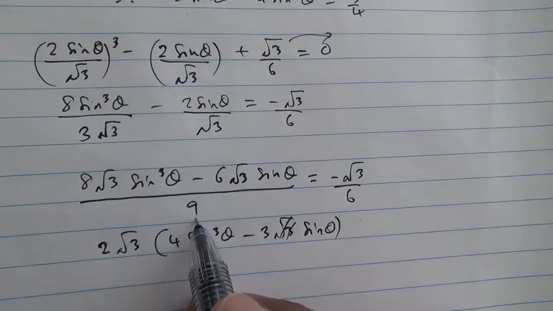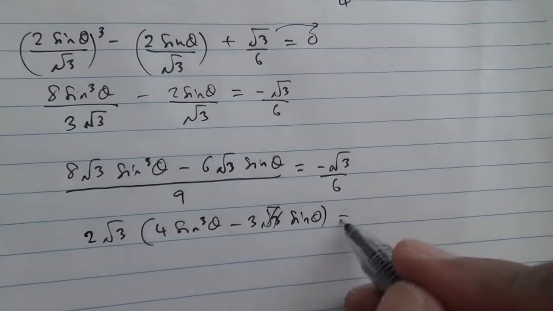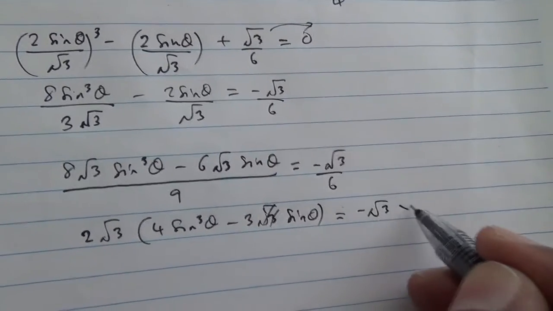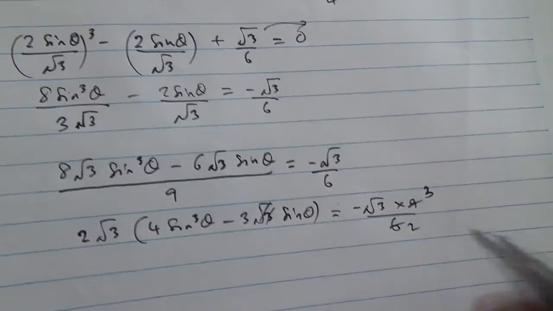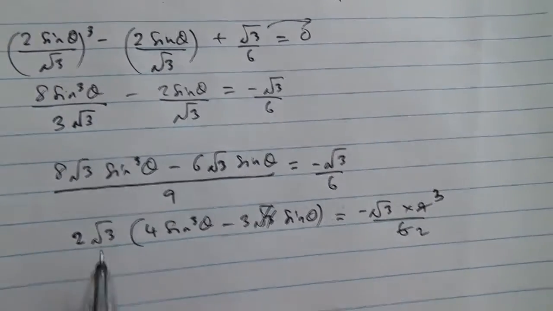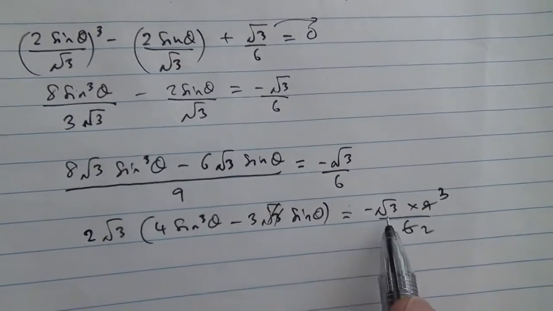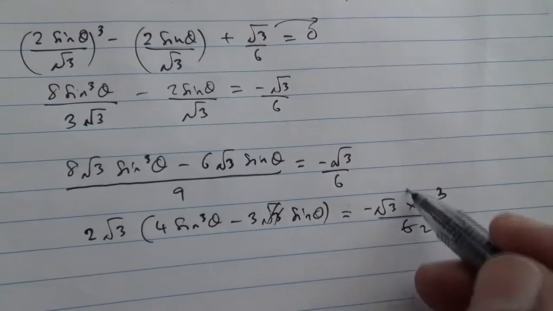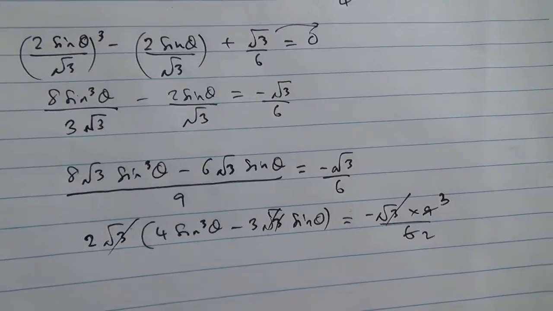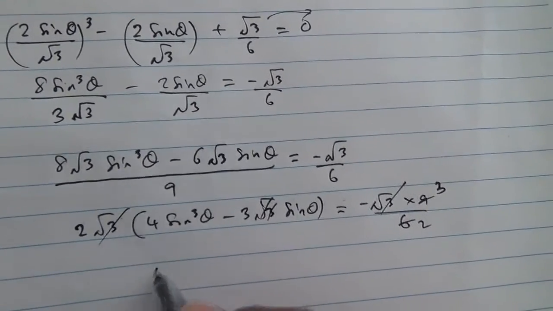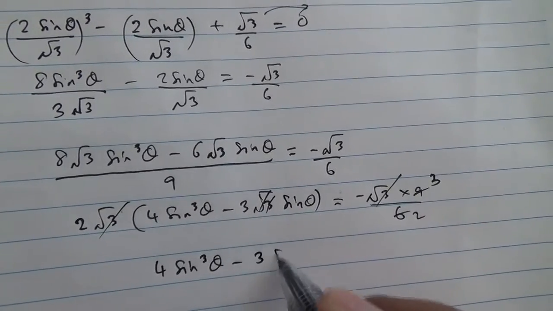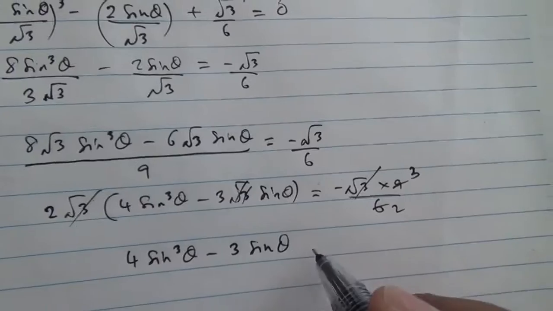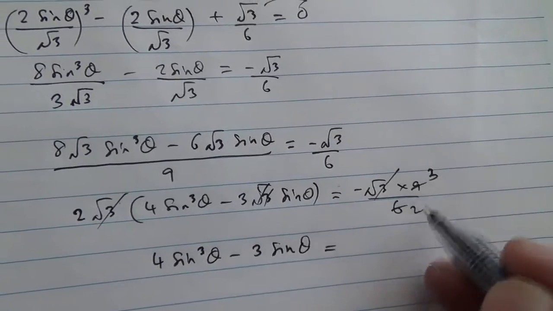Okay, the 9 can be set on the other side, so we got minus root of 3 times 9 upon 6. You cut that by 3, you're going to get 3, cut that by 3, it's going to get 2. So root of 3 is common in both sides. This one can go out. So what are we left with? We're left with 4 sine cube theta minus 3 sine theta is equal to 3 over 2.